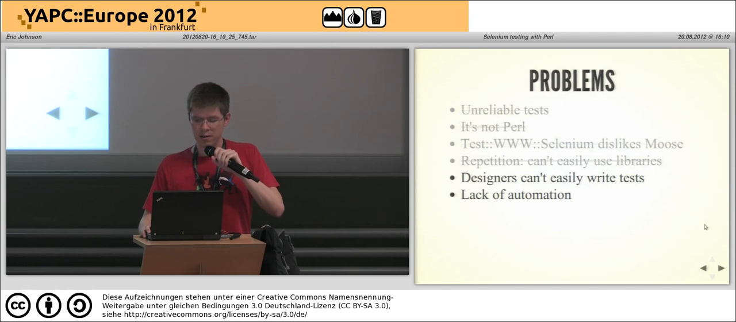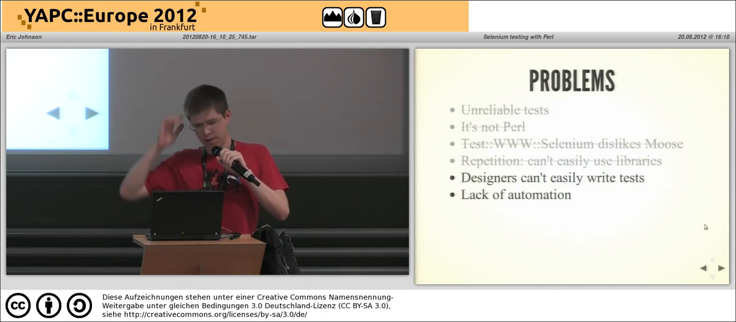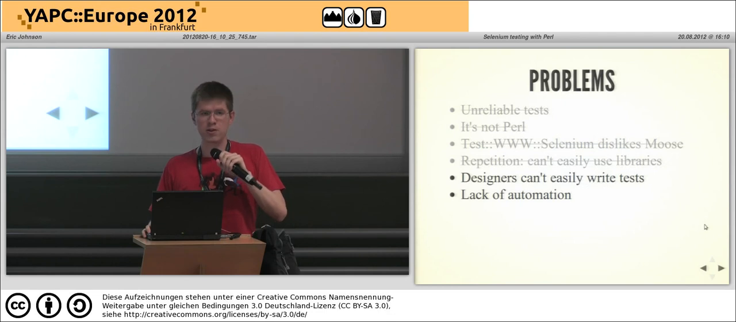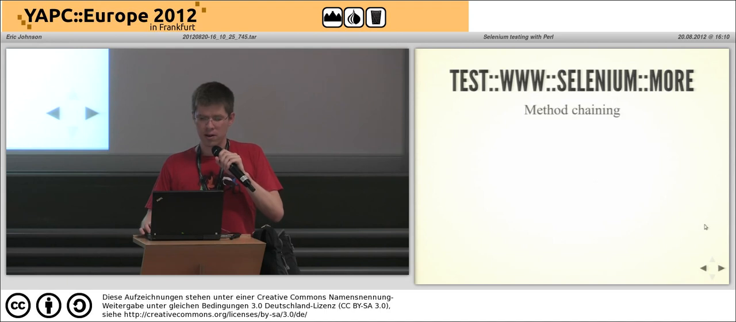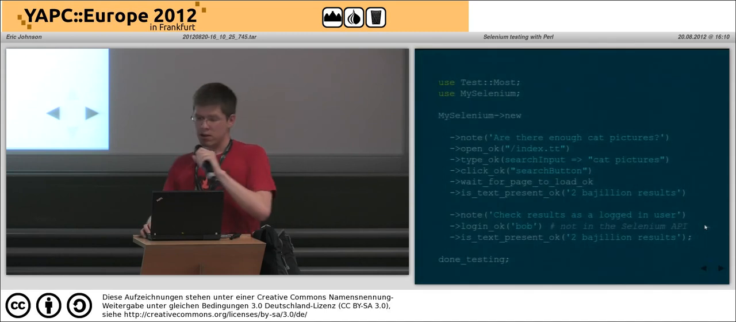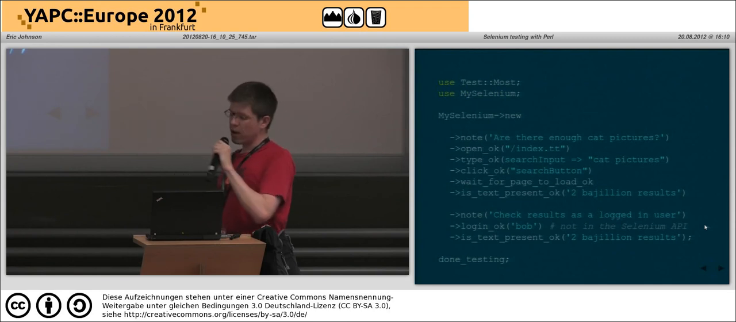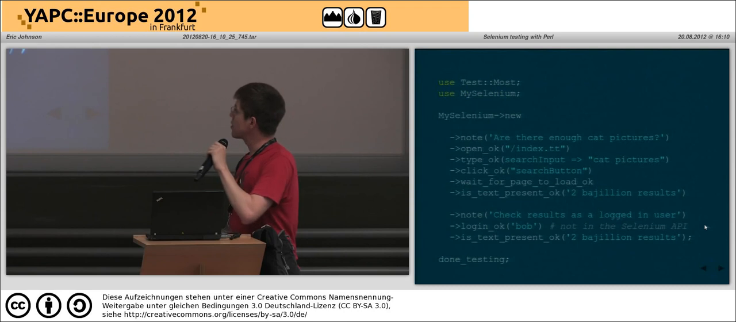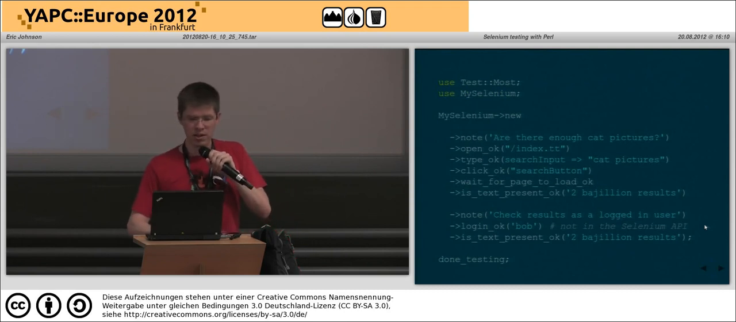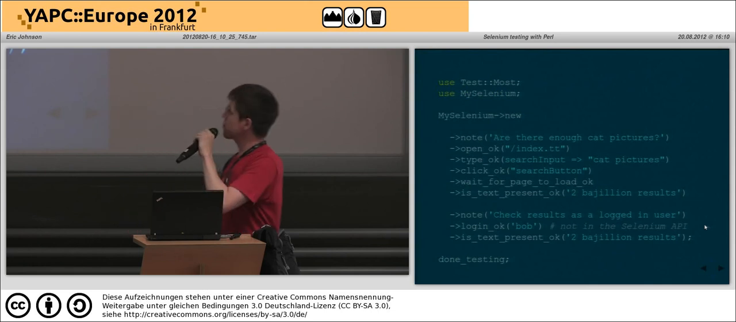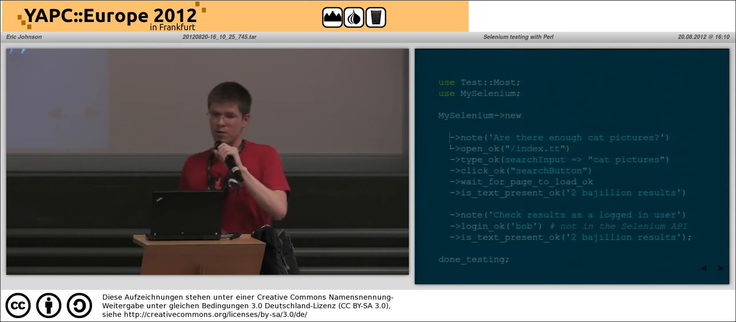Designers can't easily write tests. This is a problem that I struggled with. So my initial thought was maybe I could come up with something where they don't need to really learn Perl, or I could decrease the amount of syntax that they have to know. And I tried a few crazier things, but ultimately I came back to just method chaining. So this is available in Test::WWW::Selenium::More, and it looks like this. I'm not sure this really makes it any easier for designers, but the advantage I found from this was accidental, because I became really obsessive compulsive about lining up all my arrows, and I didn't want to break the chain.